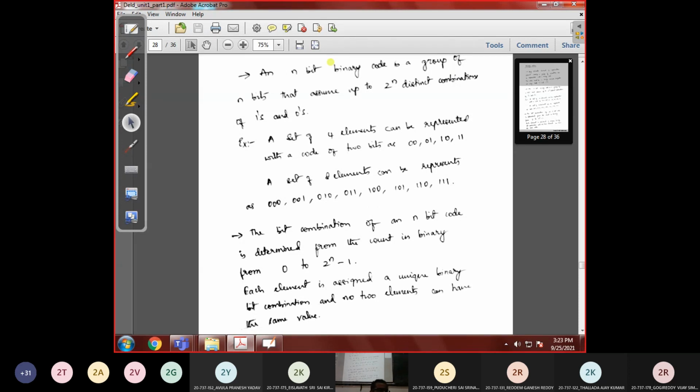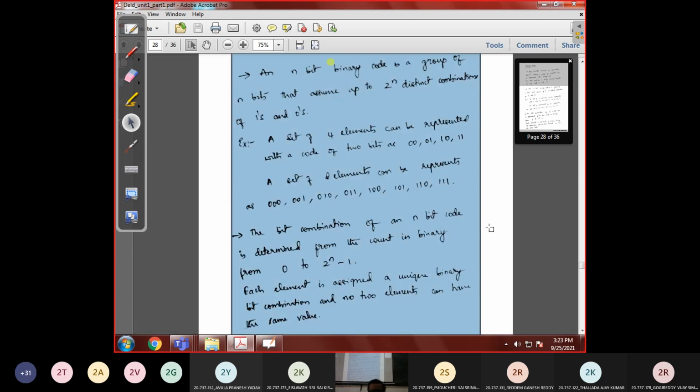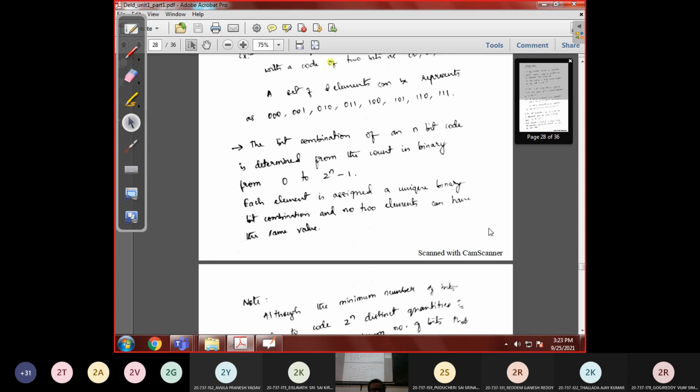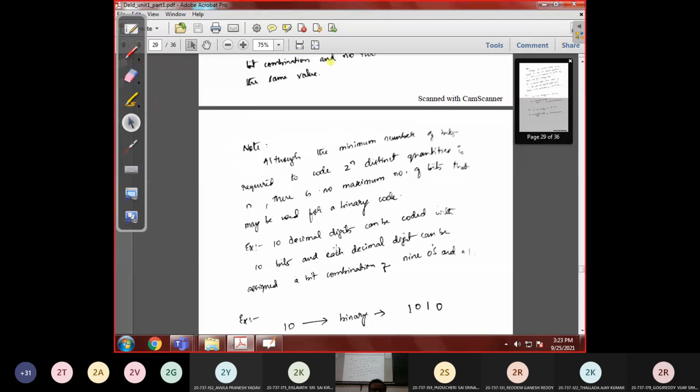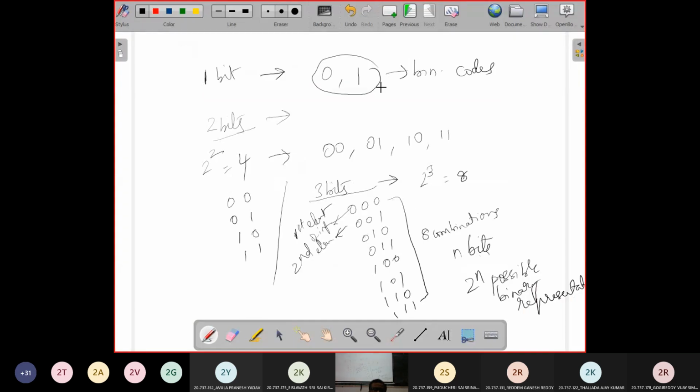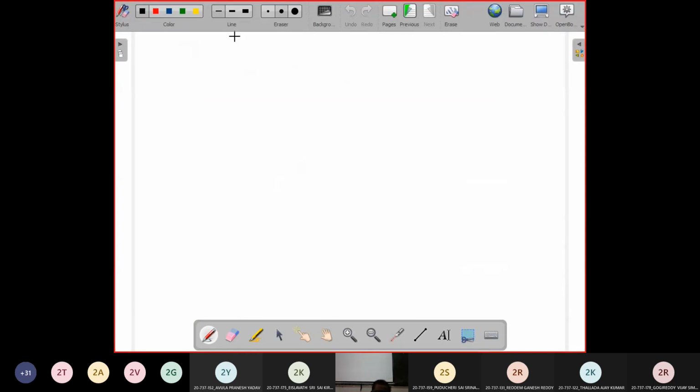This is one possible binary code which you can use for identifying the elements of information. Like that, you can have a variety of different binary codes. Say, for example, 10 decimal digits can be coded with 10 bits. The alternate way is, say, I have 10 elements. The minimum number of bits to represent these 10 elements can be what?